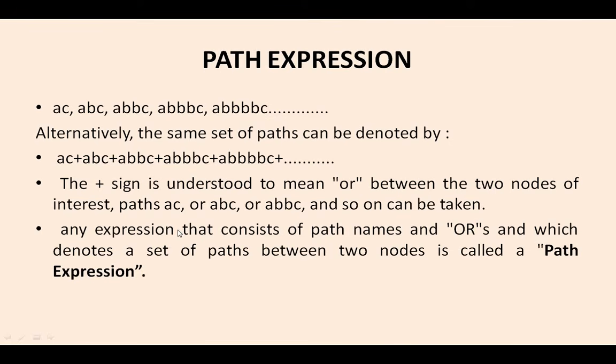Any expression that consists of path names and R's, and which denotes the set of paths between two nodes, is called a path expression. So finally we can conclude that this expression is a path expression. It consists of path names or path products, and R's are also there. R can be represented in the form of the plus symbol. So this is called the path expression.